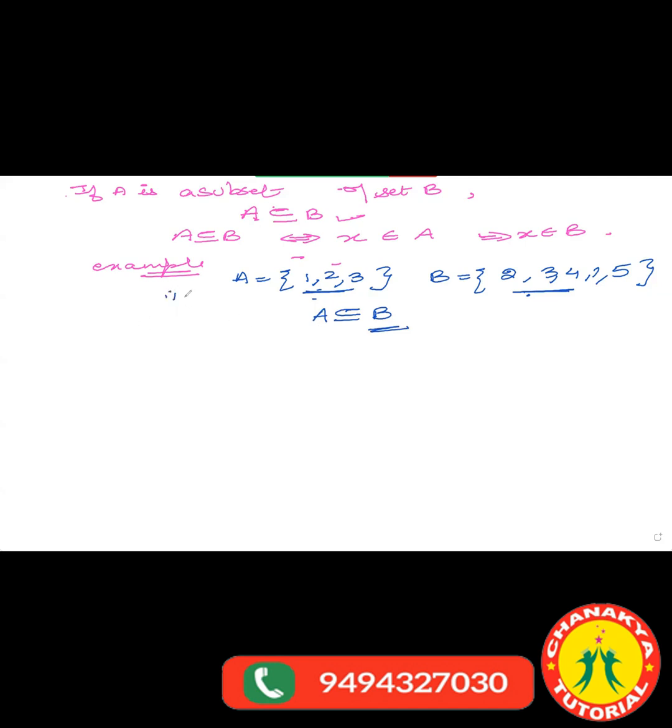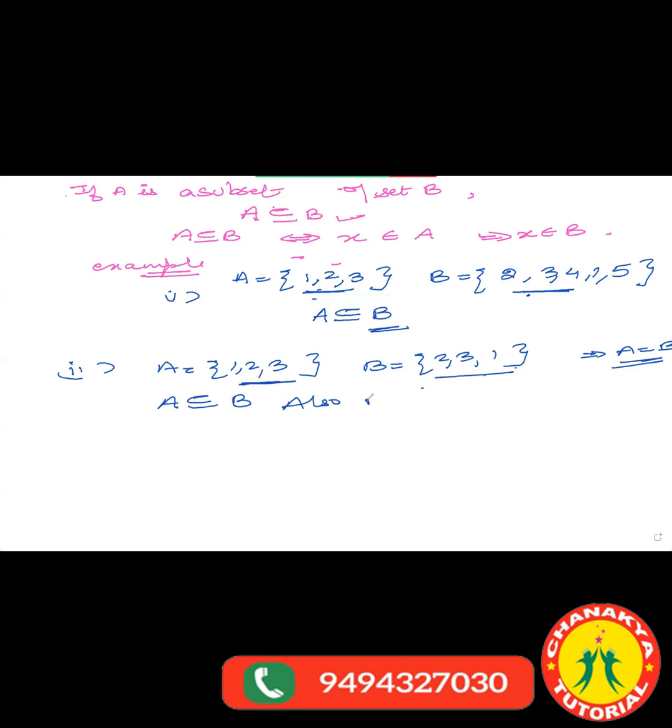Now take another example. Suppose I have taken A equal to 1, 2, 3 and B equal to 2, 3, 1. Here we have two things. First, the number of elements is 3 and here also the number of elements is 3. So these two sets are equal, A is equal to B. These are equal sets. And we can also say that A is a subset of B and also B is a subset of A, because the elements of A lie in B and the elements of B lie in A. Clear this thing, children?